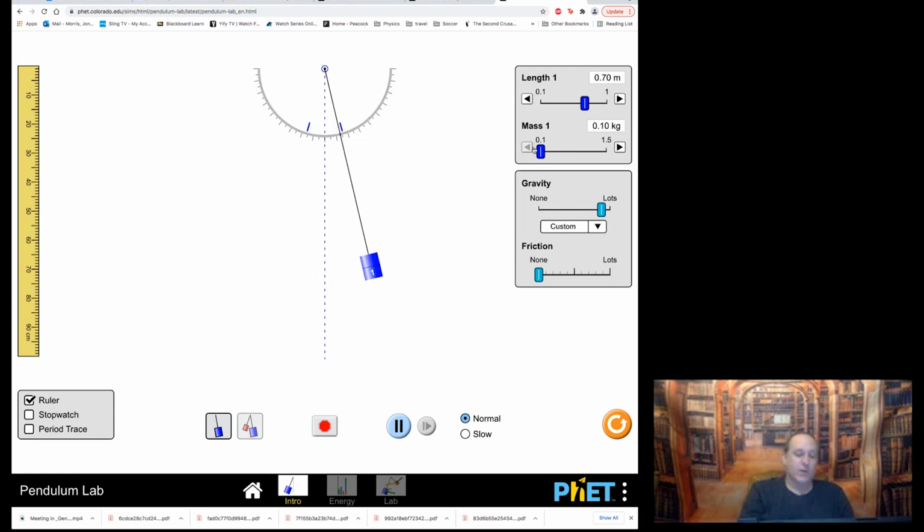So at least for these small angles, this seems to approximately have the right dependence. It doesn't depend on mass. The bigger G is, the faster it moves. Let's check the length. We said with the big length, it would slow down.